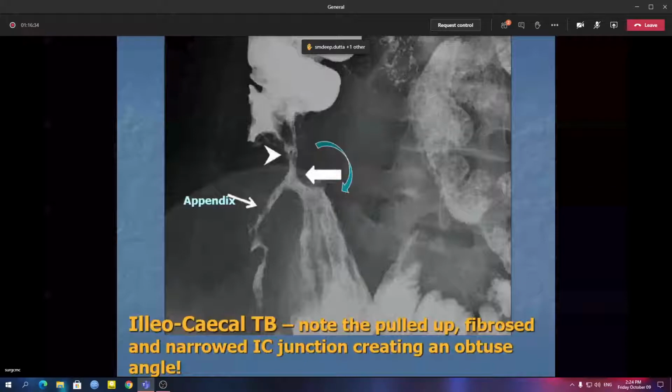So ileocecal tuberculosis is still very much prevalent in our country. If you get a barium film like this, it is not exactly an apple core lesion, this is the ileocecal junction. The cecum is pulled up, widening of the angle, and this is the appendix which is distorted.